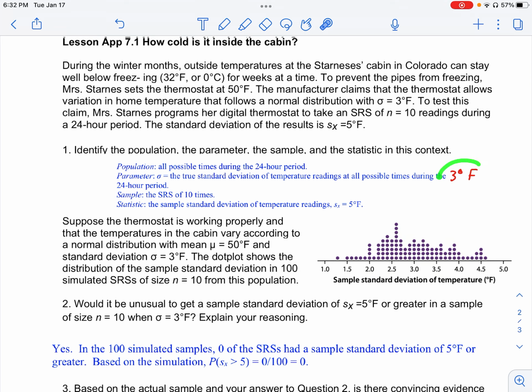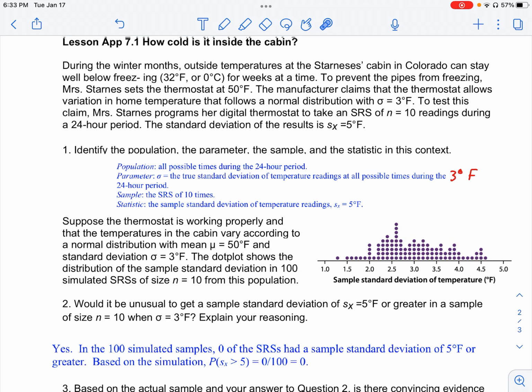The population parameter was 3, but the sample came back as a 5, which seems quite a bit bigger, okay? Suppose the thermostat is working properly and the temperatures vary according to a normal distribution with a mean of 50, like it was saying, and a standard deviation sigma of 3. The dot plot shows the distribution of a sample standard deviation in 100 simulated SRSs of size 10. Okay, let me break that down.